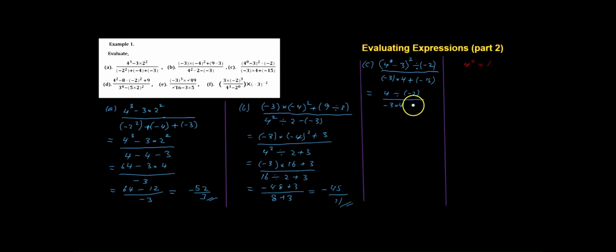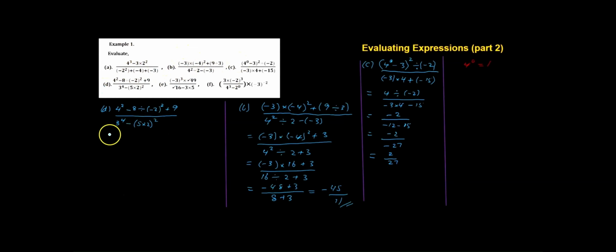Now to the multiplication and division. We get minus 2 over minus 12 minus 15. The answer is 2 by 27. Let's do part D.